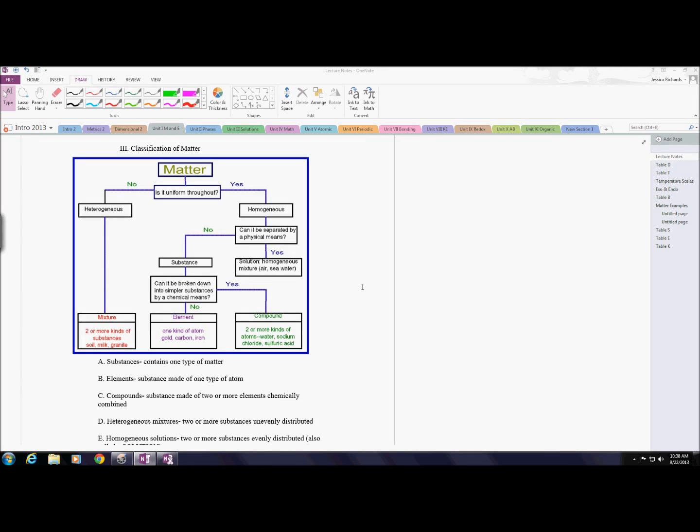All right, Unit 1, Lesson B, Classification of Matter. Today's lesson is basically going to be going through the vocab of matter. So, what do we call different kinds of matter?